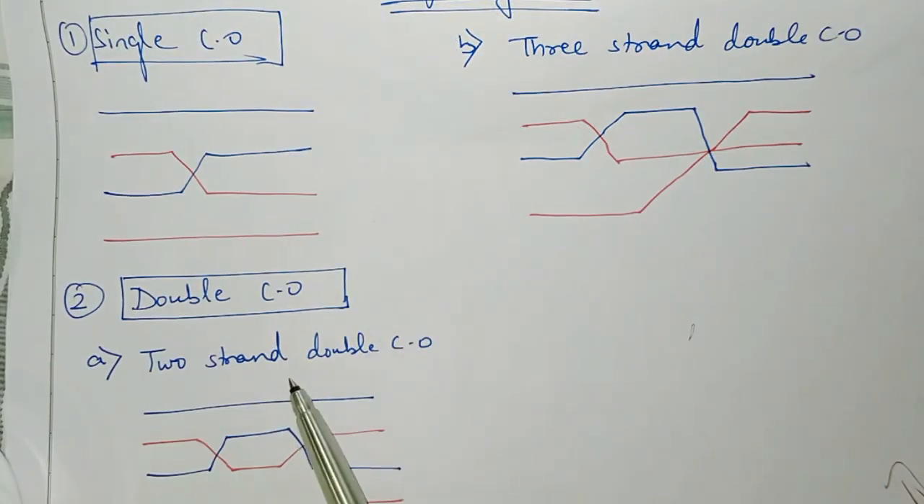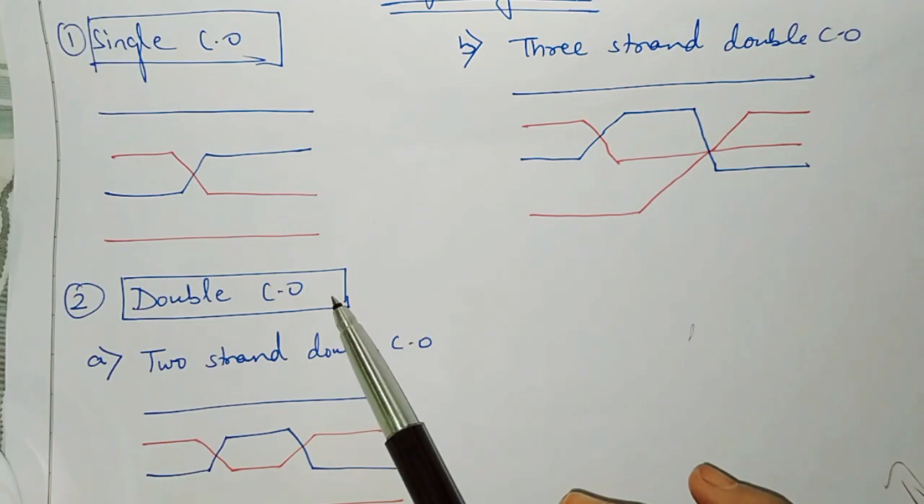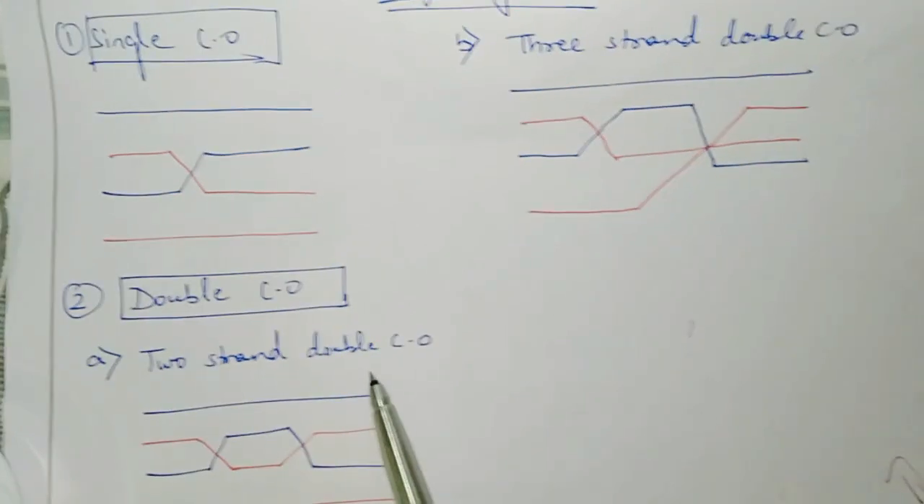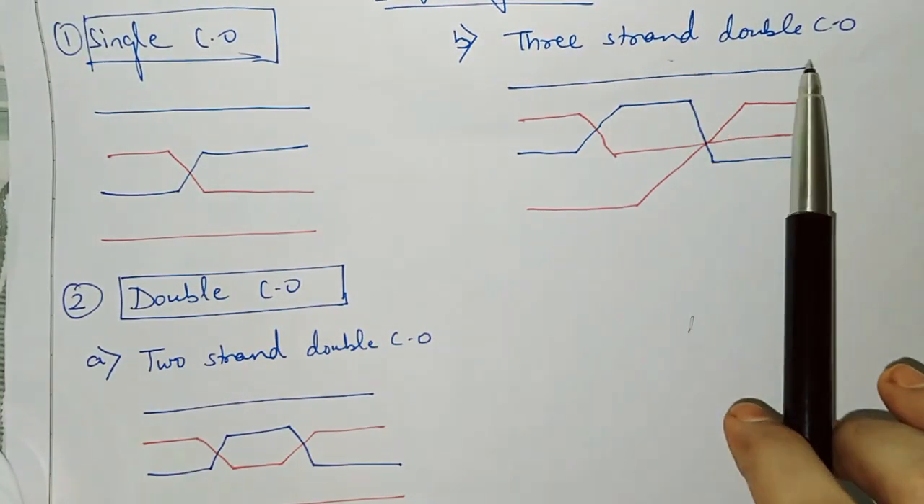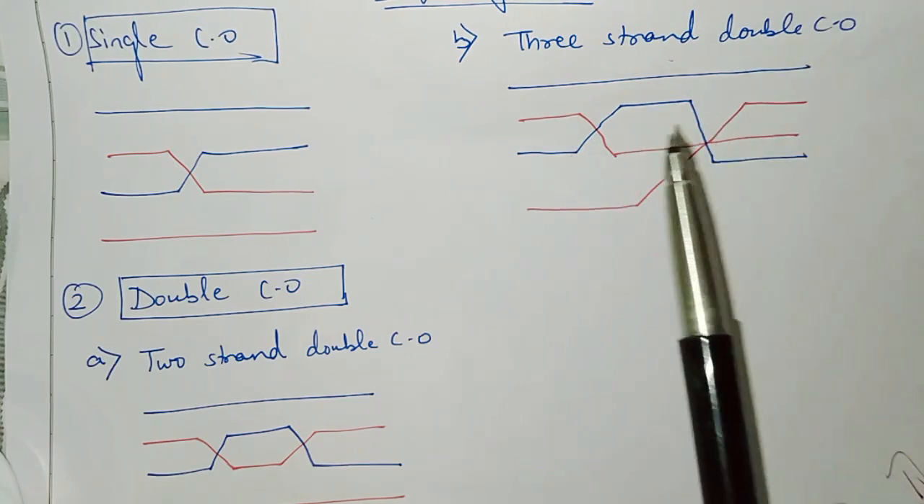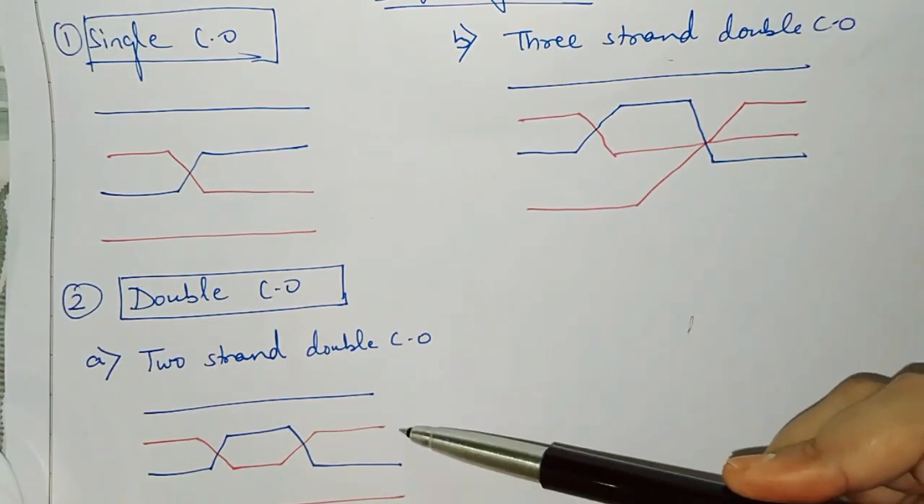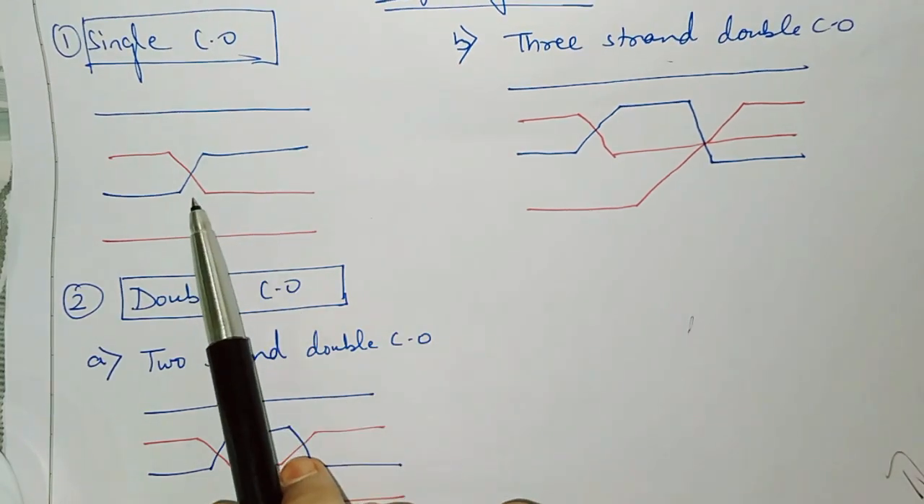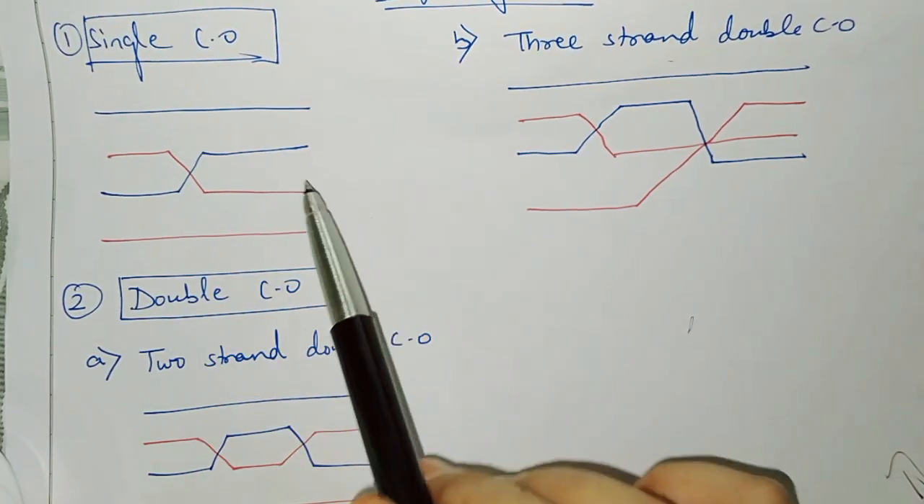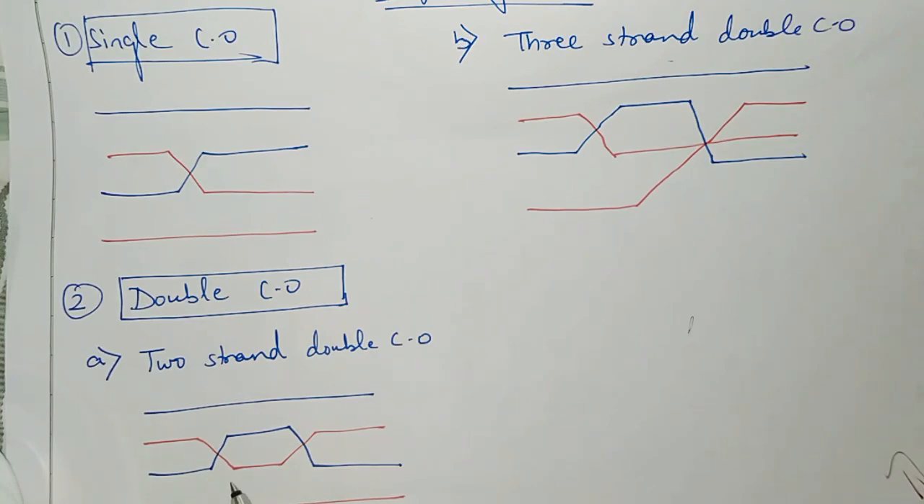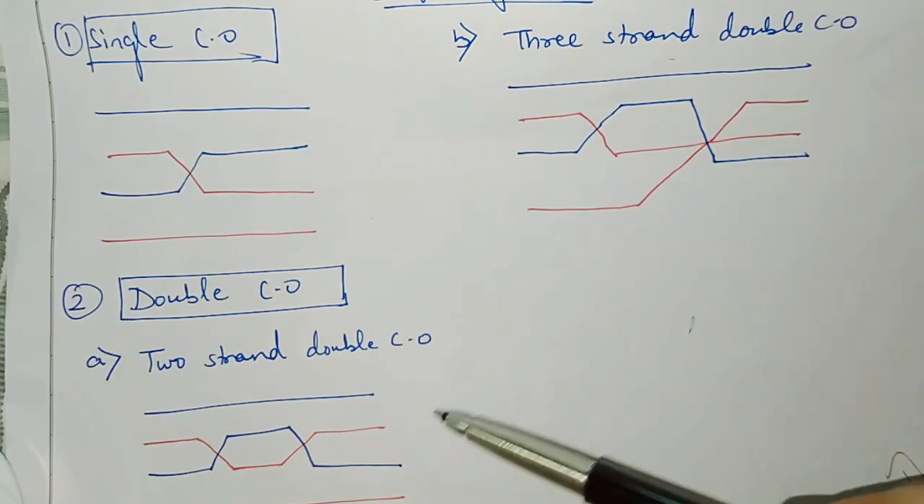The second type of crossing over is double crossover, and over here the exchange of genetic material takes place at 2 points. It is of three types: 2-strand double crossover, 3-strand double crossover, and 4-strand double crossover. In case of 2-strand double crossover, see, exchange is taking place at 2 points and only 2 strands are involved. Over here exchange was taking place at only a single point and 2 strands were involved, and here 2-point exchange is taking place and 2 strands are involved.